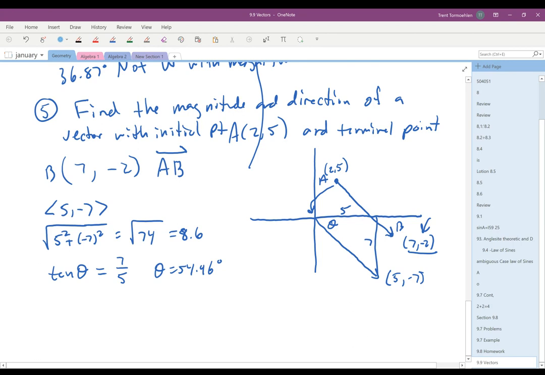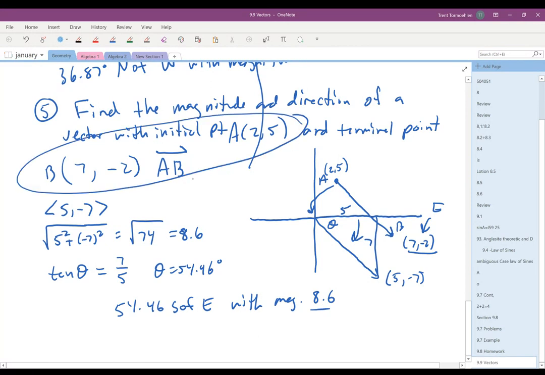So our vector is 54.46 degrees south of east, right? This is east. We went below it, so south of east, with magnitude 8.60. But to do this, you had to do this.